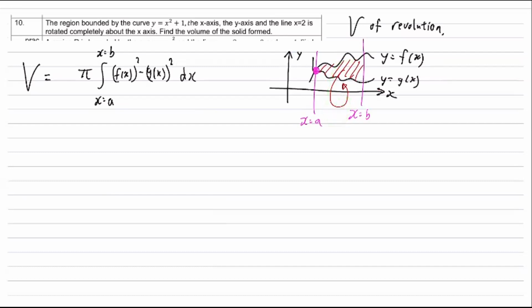Okay, moving on. So let's just use this formula. Draw the graph first. We've got y equals x squared plus 1. So how does it look? It must look something like this. There's a 0, 1.